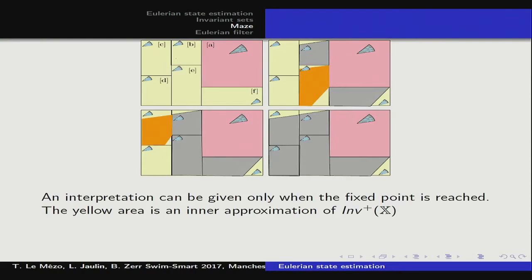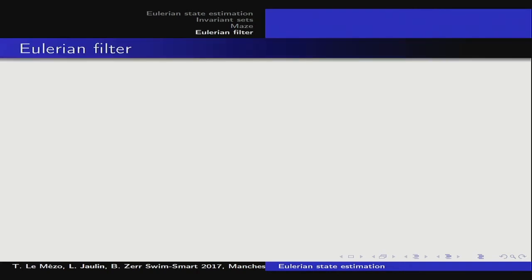But also, I may have another approximation, an outer approximation, using the same type of technique. But I will have to reach the fixed point in order to conclude that every point in the yellow area will never go to the red box. So this is more related to techniques coming from abstract interpretation, where they go up to the fixed point before concluding. Okay, so let me come back to the Eulerian filter.